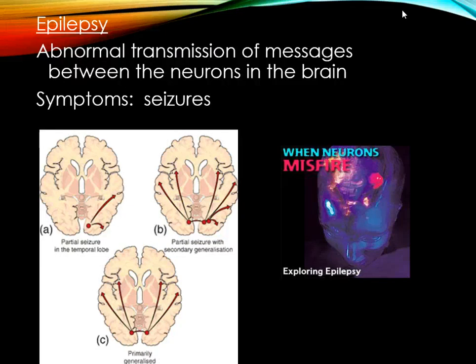All right, and then epilepsy is where you have the brain sending messages that aren't real, right? And so you have what's called a misfire of the neurons, and that results in seizures.